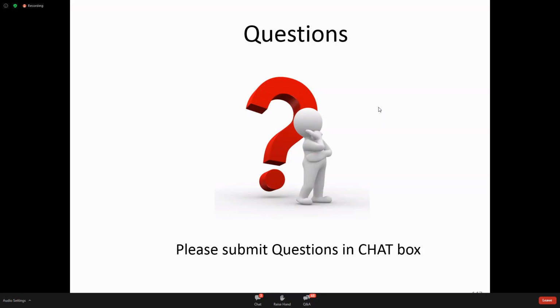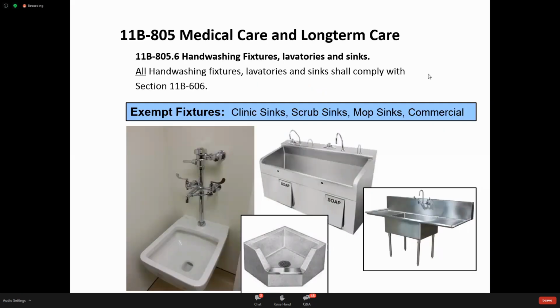Any questions? Bill, let's go back one slide and talk about those exempt sinks. How about in the kitchen and food service area? Are the sinks there exempt?